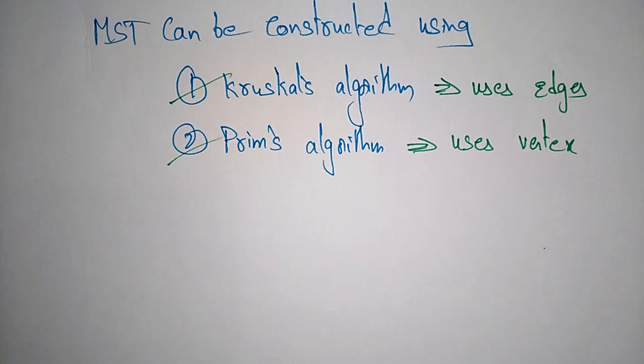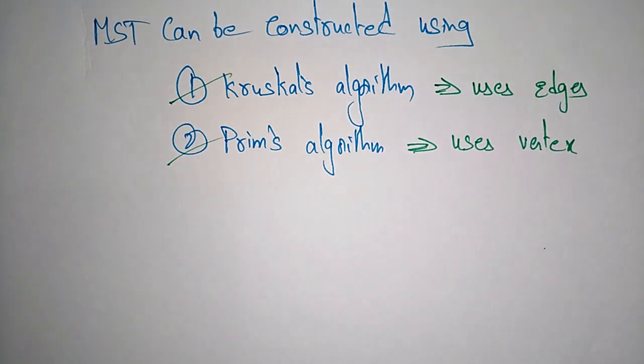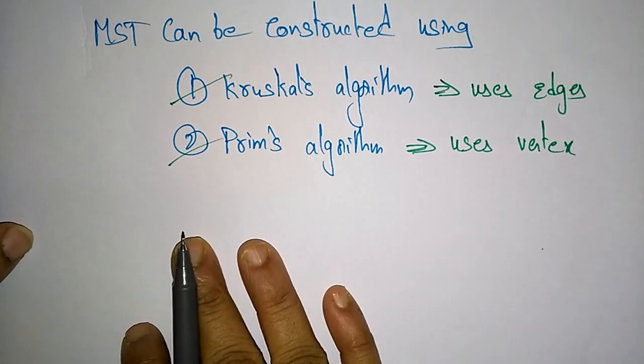Hi students, let us continue with the spanning tree topic. So in the previous video I explained about the minimum spanning tree. Actually this minimum spanning tree can be constructed by using Kruskal's algorithm and Prim's algorithm. So let us discuss what Prim's algorithm and Kruskal's algorithm are.